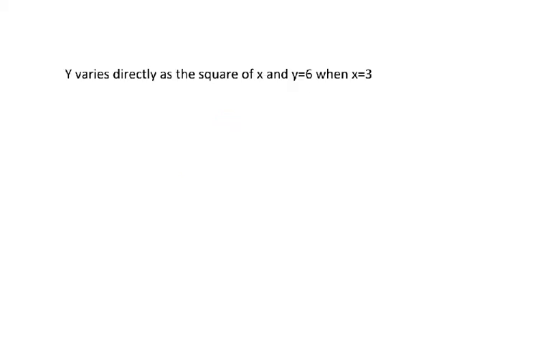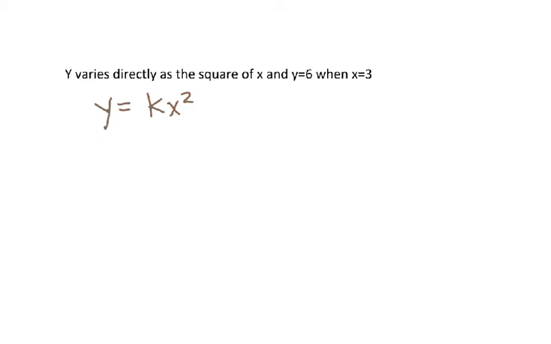Now we're going to do some variation. I'm just going to do it by example. Okay? And I'll walk you through the examples as I do it. So when it says that y varies directly as the square of x, what that means is that y equals k, our constant of variability, or our variability constant, times x squared.